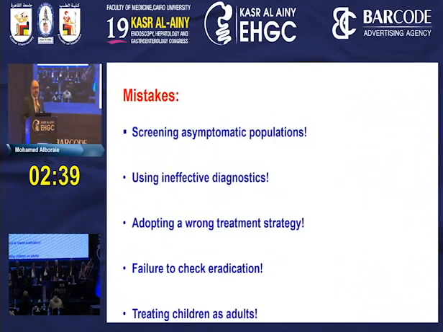So my take-home message is these are the mistakes. Don't screen the asymptomatic population unless they have an indication for screening. Don't use ineffective diagnostics. Please do use the most effective diagnostic that you have in Egypt. Nowadays, I know that the rapid diagnostics for the stool antigen are not sensitive or specific at all. Nobody in the laboratory is using the monoclonal ELISA-based stool antigen. Nobody is doing this. So please use either histology or rapid urease test or the urea breath test.